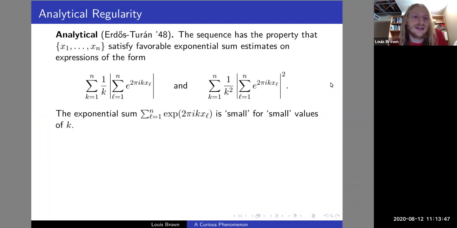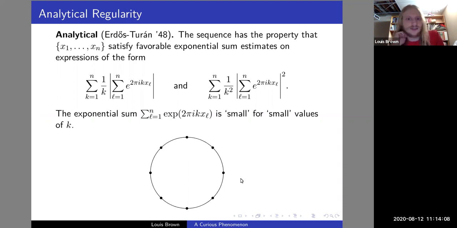Basically, we just want that this exponential sum is small for small values of k. So if we take e^(2πi k x_l) for the first n terms of our sequence, that should stay small. And what does this actually mean? Well, this is just taking our sequence and wrapping it around the complex unit circle. So we're saying that if it's well distributed, then these are spread out in a nice way, that when we add them up, we'll get lots of cancellation and we'll end up with a number with small norm.